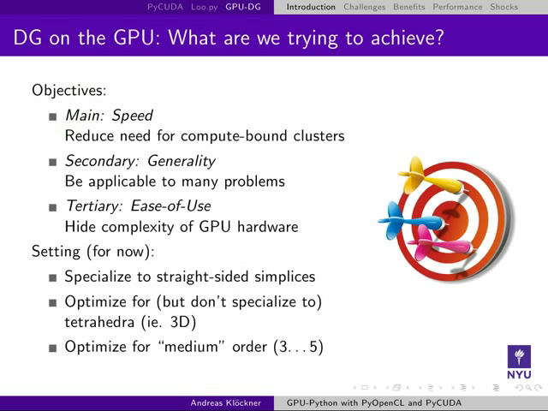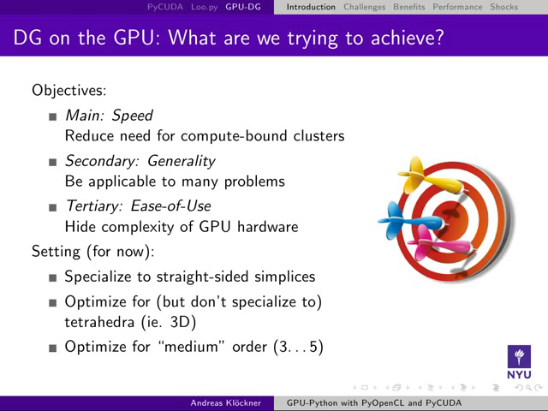So all of those make it seem like DG on the GPU might be a good idea. What are we shooting for? Well, obviously, we want the whole thing to go fast. Second, it would be nice if it was in some sense general, so that we could substitute in at least the linear conservation laws that we know and perhaps a nonlinear one. And lastly, it would also be nice if it were easy to use.